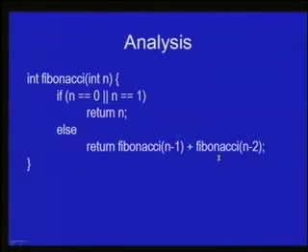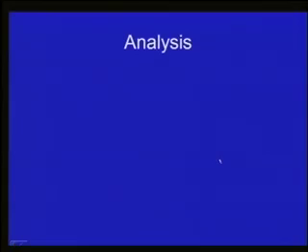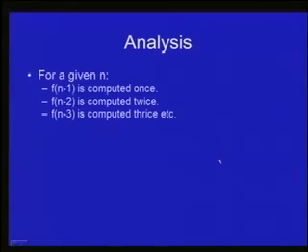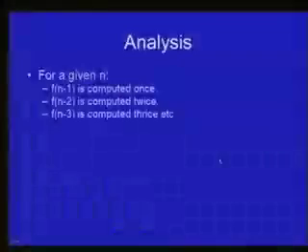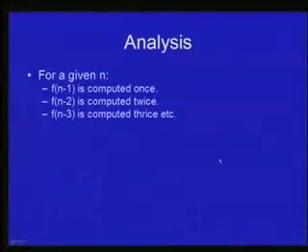Now, why is this implementation really inefficient? This is inefficient because the same values are again being computed multiple times. F of n minus 1 is computed only once, but f of n minus 2 is computed twice, because when f of n is called, it calls f of n minus 1 and f of n minus 2, and f of n minus 1 again calls f of n minus 2 and f of n minus 3.